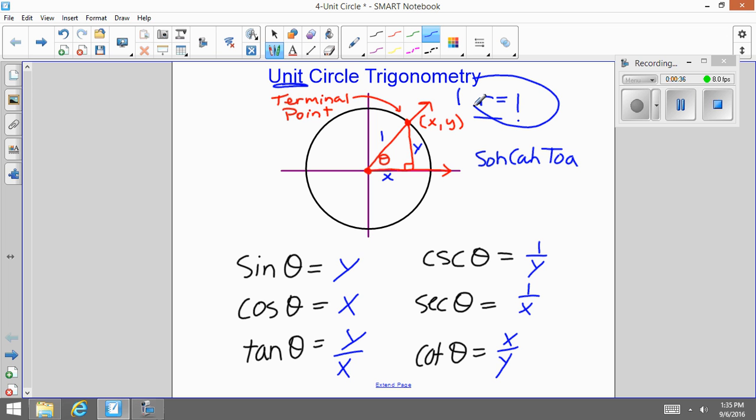Okay, so basically we can take that angle and make a right triangle out of it. And then we can use SOHCAHTOA to find sine, cosine, and tangent of that angle. And so we get these new rules. Sine of theta is equal to y, cosine of theta is equal to x, tangent theta is equal to y over x. And then we have our reciprocal functions. So cosecant theta is 1 over y, secant theta is 1 over x, and cotangent theta is x over y.